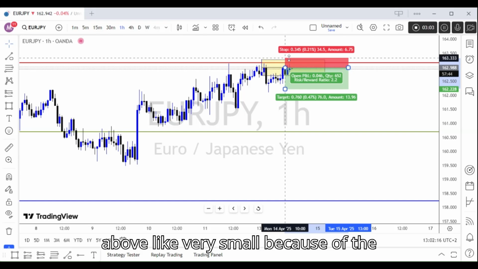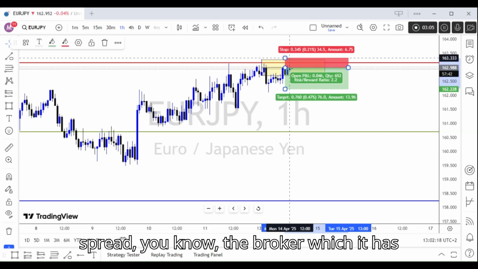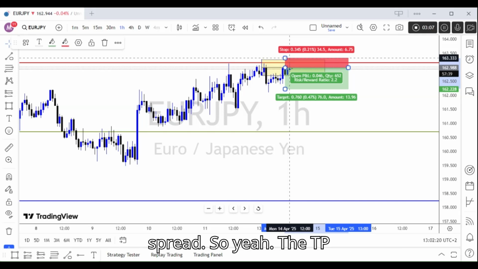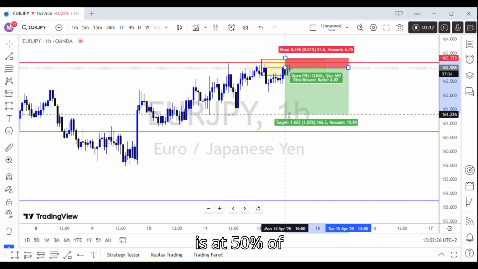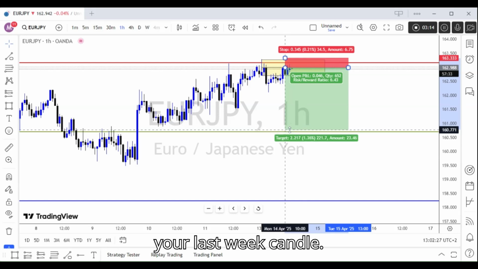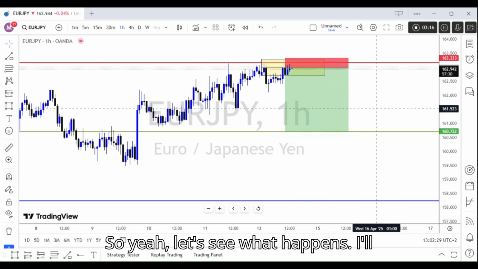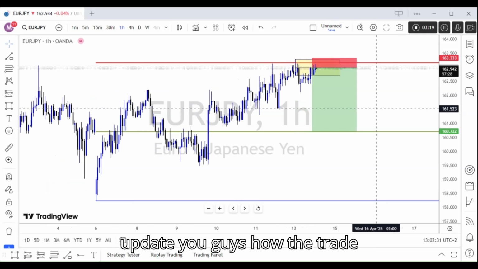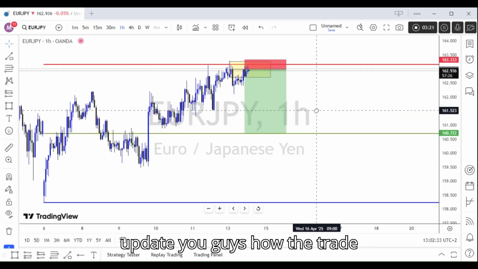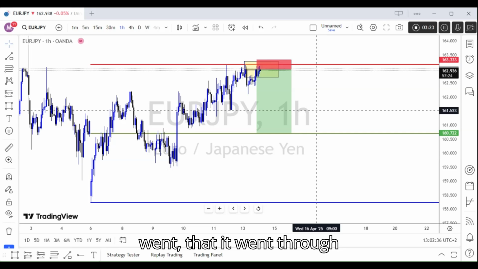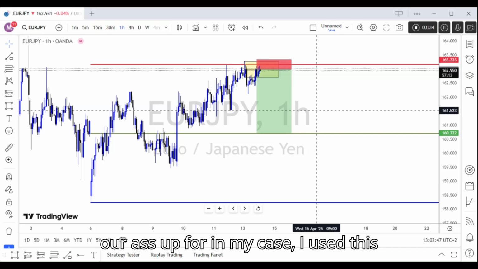My SL is a little bit above, very small, because of the spreads. The broker which uses it has spreads. And your TP is at 50% of your last week candle. So yeah, let's see what happens. I'll update you guys on how the trade went. Did it go through the candle range theory method, or did it hit our SL?